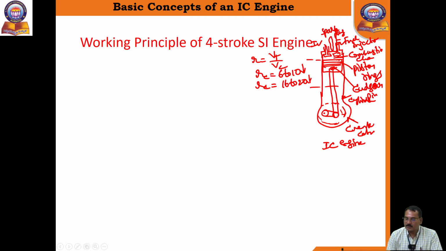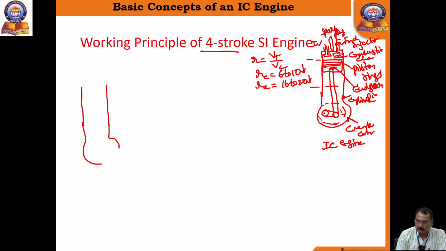This information is most important for understanding the working principle of a 4-stroke SI engine or a 4-stroke CI engine. As earlier discussed, we have 4 strokes, that is suction, compression, expansion and exhaust. So suction stroke, what happens? During the suction stroke, the piston moves from top dead center to bottom dead center.